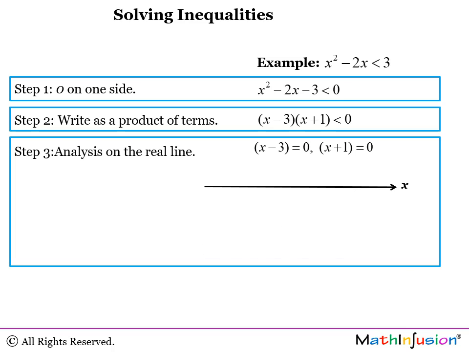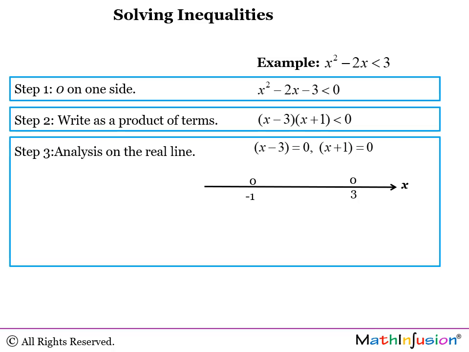Now let's go from left to right. At x equals negative 1, the expression is 0 because x plus 1 is 0. At x equals 3, the expression is 0 because x minus 3 is 0. This divides the x-axis to 3 sub-intervals. One of them is between negative infinity to negative 1, then the other is between negative 1 and 3, and then the other one is between 3 to infinity.